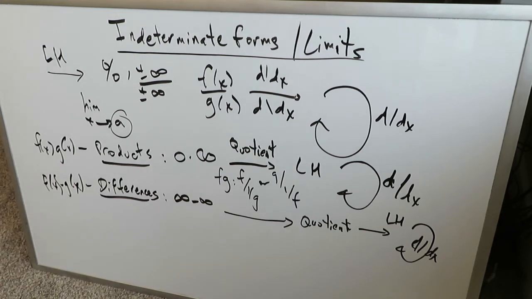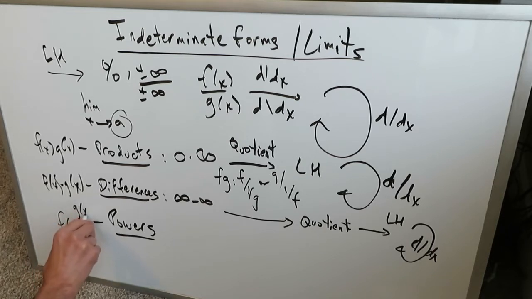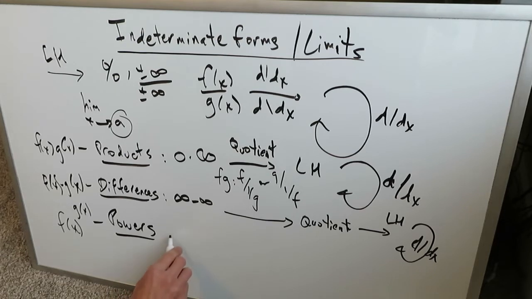And lastly, we also saw indeterminate powers. The powers were not too difficult, but they had the form of f of x to the power of g of x. When we had these types of forms, like 1 to the power of infinity, infinity to the power of 0, or 0 to the power of 0, these were the forms you were seeing.